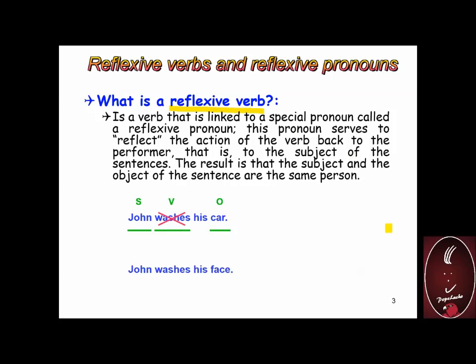In this sentence, John washes his face. We have here the same: the subject, the verb, and the object. The subject and the object are the same person. So the verb is reflecting the action of the verb back to the performer. Therefore, the verb is a reflexive verb because the subject and the object are the same person.